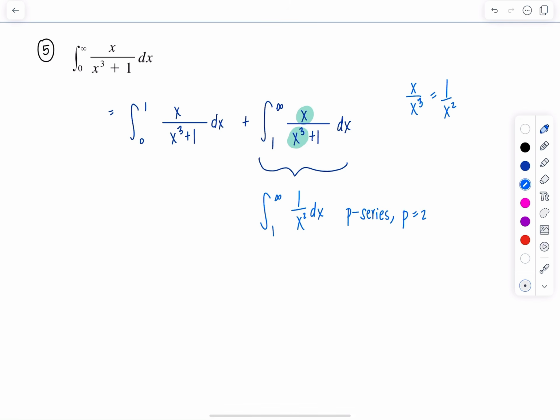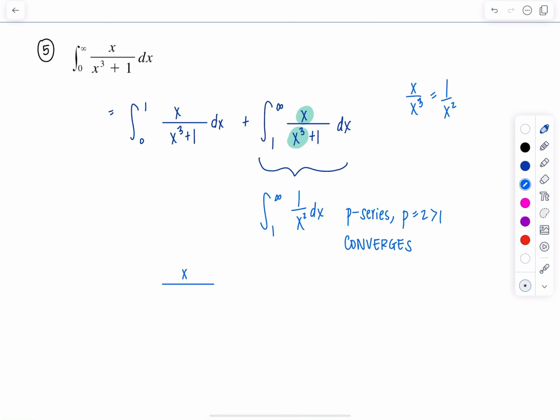2, which is greater than 1. So this guy converges. So if 1 over x squared converges, in order for me to show that this improper integral converges, I need to show that this function is smaller than 1 over x squared. Can I do it?